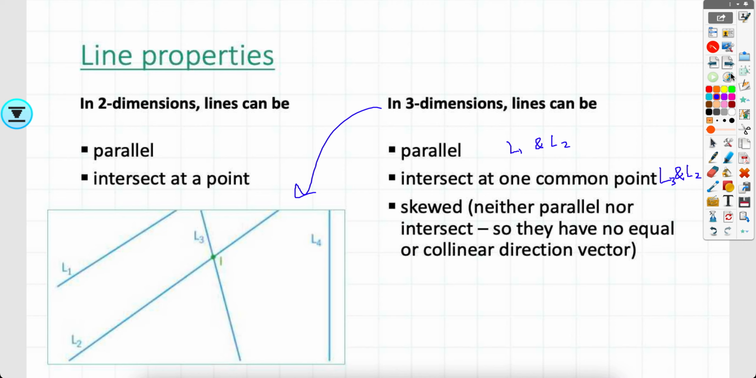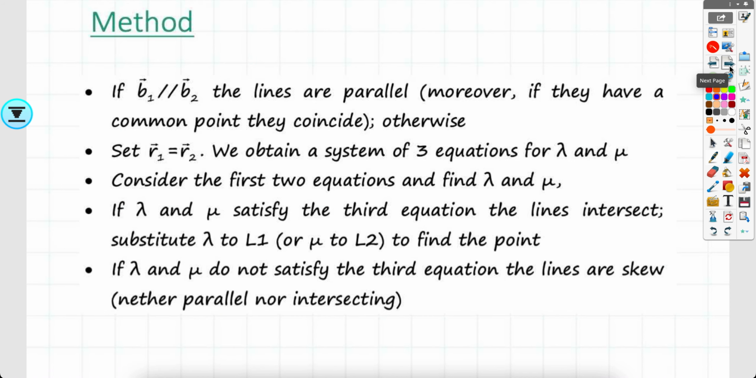So how do we solve these questions? Well, there's a nice procedure or checklist that you want to go through. First of all, you check the direction vector. You can avoid calling it b and just call it the direction vector. If you have two lines and the direction vectors are parallel, which means they are multiples of each other, then the lines would be parallel. As well, if they have at least one common point, it means they coincide, which means they're actually the same line. So that's the first checklist you go through.